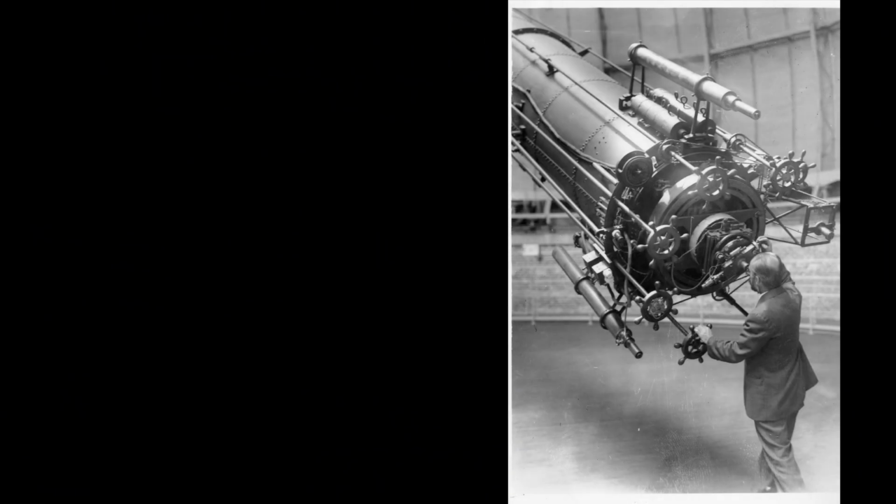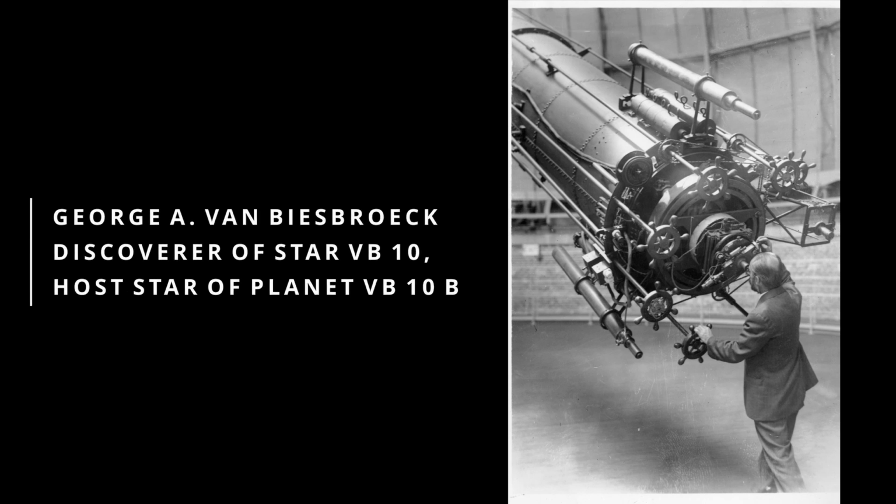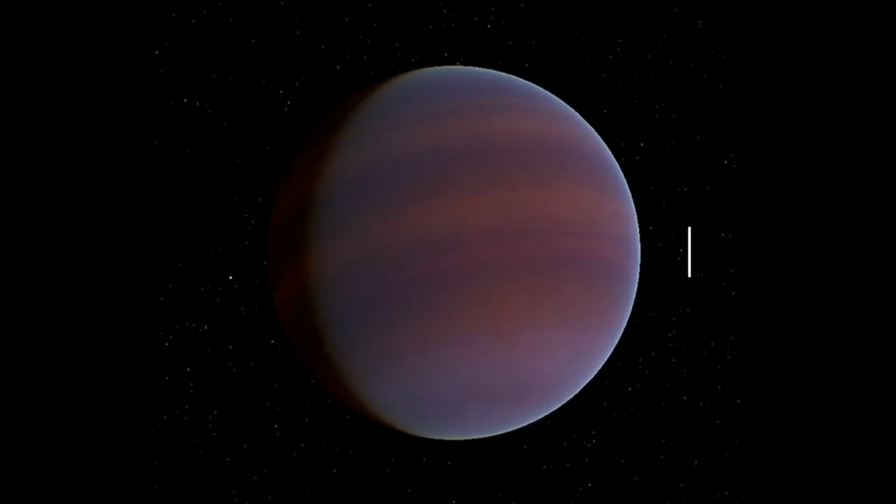This detection method is by far the oldest, dating back to the 18th century. But despite its long history, it is by far the least successful, with only one exoplanet being discovered. Planet VB10b, found in 2009 by telescope Hale after 12 years of observations.